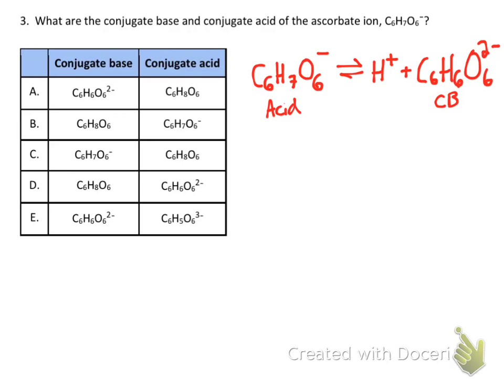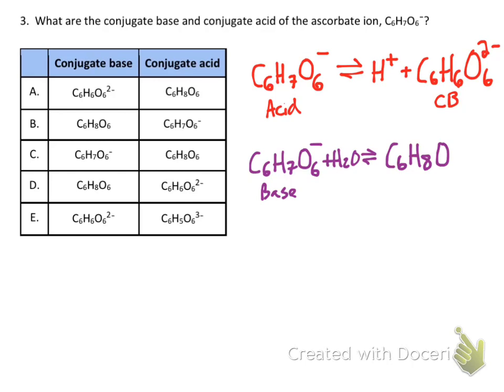If we want to find the conjugate acid, then we have to treat this like it's a base. So, again, here's our ascorbate ion. And if we're treating this like a base, let's just react it with water. Have it pluck a proton off. It becomes C6H8O6.